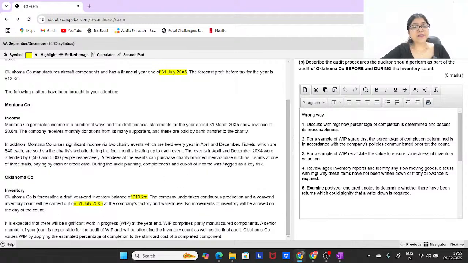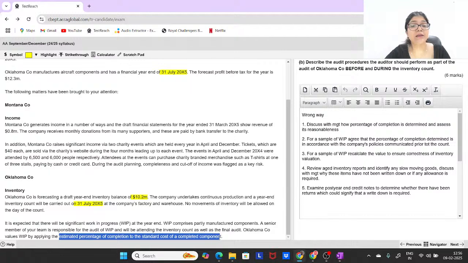Let's see. It is expected that there will be significant work in progress, which is WIP, at the year end, meaning that there will be less of the completed goods and more of the work in progress. Work in progress comprises partly manufactured components. A senior member of your team is responsible for the audit of WIP and will be attending the inventory count as well as the final audit as well. Oklahoma company values WIP by applying the estimated percentage of completion to the standard cost of a completed component.